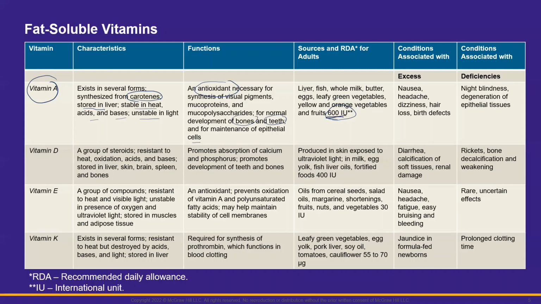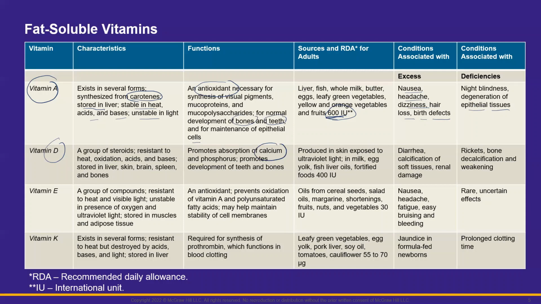Excess of vitamin A can cause nausea, headache, dizziness, hair loss, and birth defects. Deficiency of vitamin A can cause what we call night blindness, which is not being able to see in low light conditions, and degeneration of epithelial tissue.